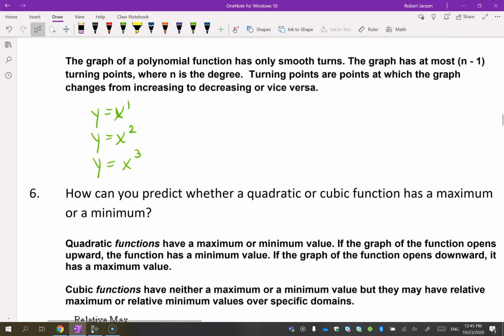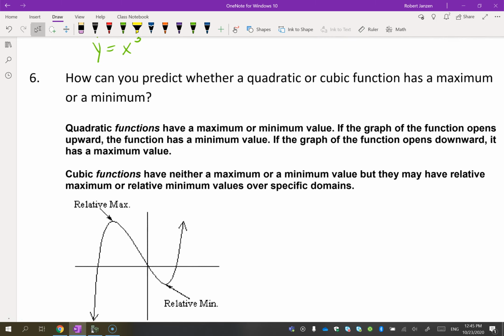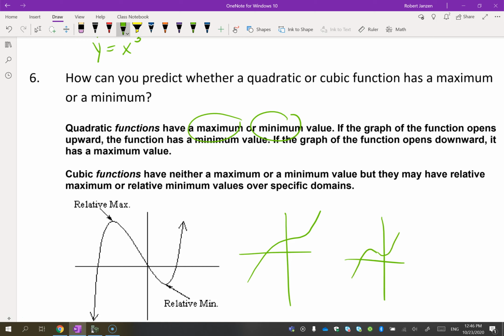Okay, how can you predict whether a quadratic or a cubic function has a max or a min? Alright, again, this has to do with the negative or positive lead coefficient. It also has to do with, are there actually enough of a bump to have the max or a min? Okay, quadratic functions have a max or a min, for sure they will. But a cubic might not have them, depending on what that relative max or min is. So, I mean, we've seen graphs that look like this, right? That's not going to have a max or a min. It takes that bump to make the max, and it takes a bump to have the min.